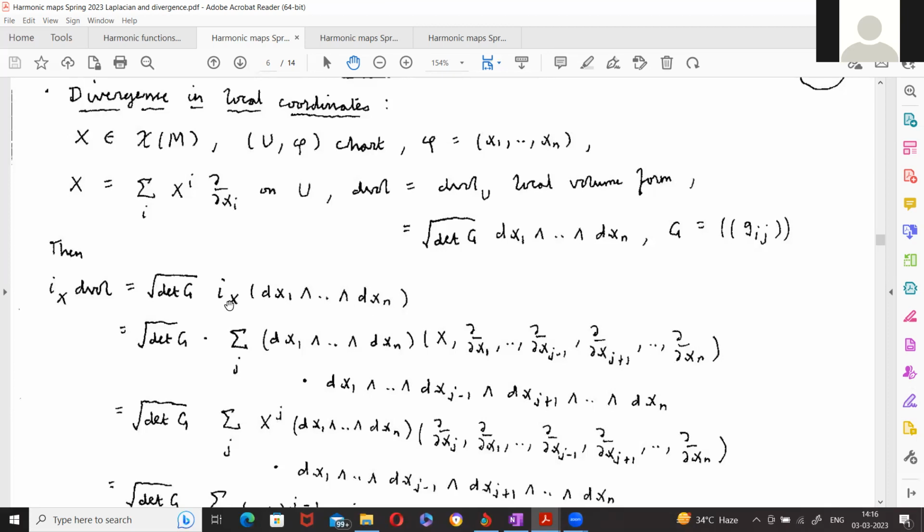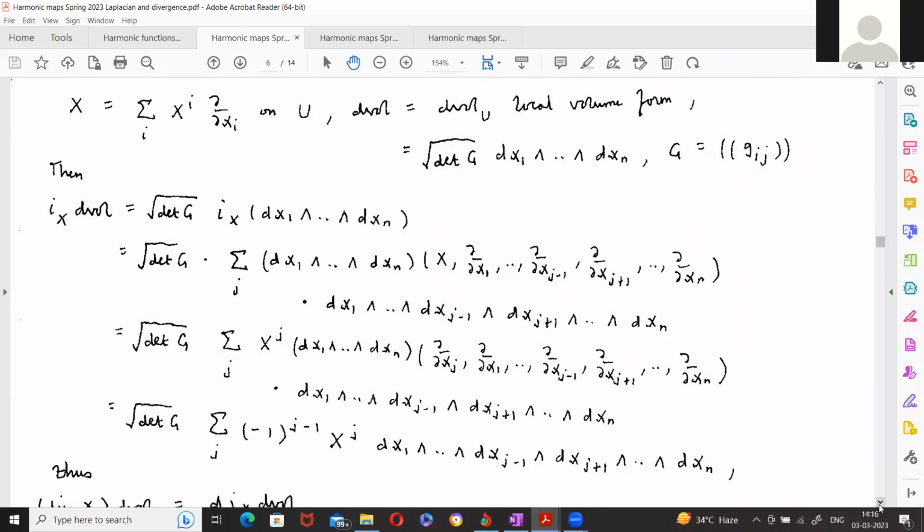So Ix of this form acting on these n-1 vectors means that you have to insert an x in the first position, and then act on the remaining n-1 vectors. So this will be dx1 wedge dxn acting on x comma del del x1 up to del del xj minus 1, then del del xj plus 1 up to del del xn. This into dx1 wedge dxj minus 1 wedge dxj plus 1 wedge dxn. Is this okay? Yeah. All right.